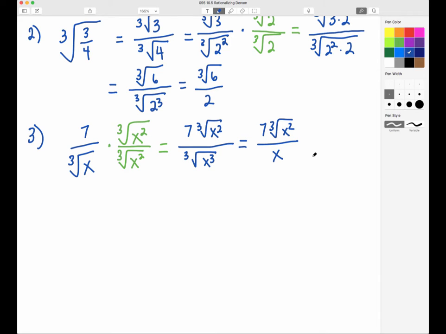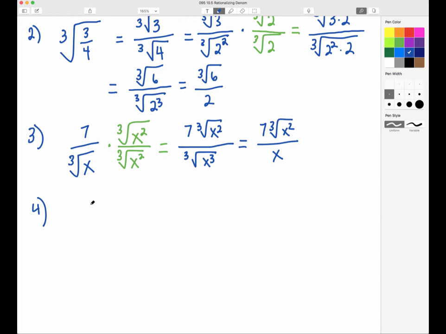So again, the whole point is to get the exponent of the number under the sign to match the index of the radical. And then they cancel each other out and you get a plain number. No more radicals on the denominator.